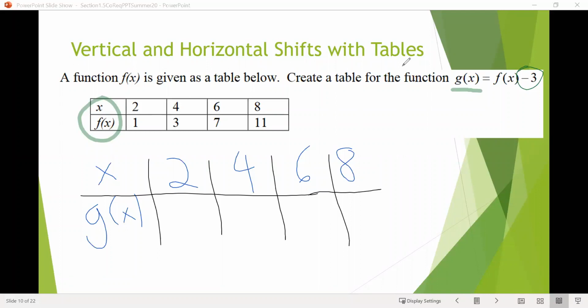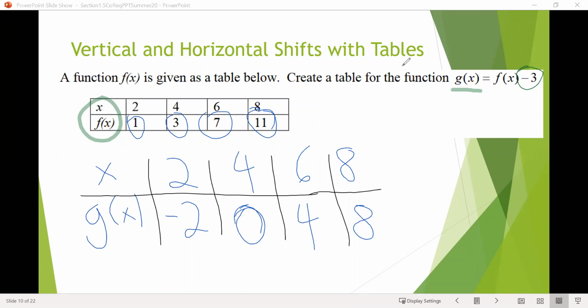So in order to find our new outputs, we just need to go through and subtract 3 from each of these values. 1 minus 3 gives us negative 2. 3 minus 3 gives us 0. 7 minus 3 is 4. And 11 minus 3 is 8. So our new table for the function g(x) would be inputs of 2, 4, 6, 8, and outputs of negative 2, 0, 4, and 8.